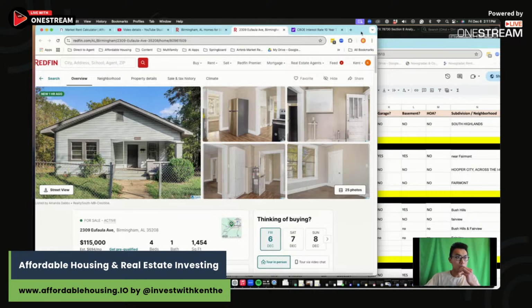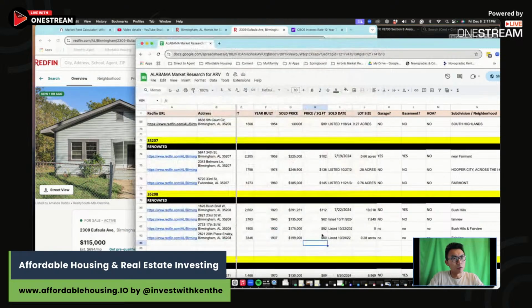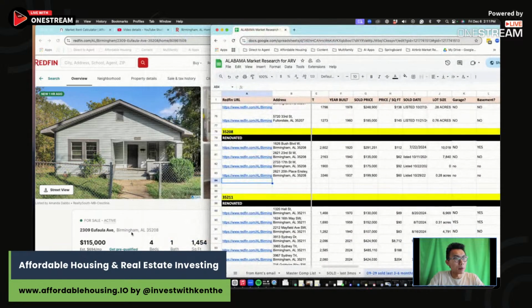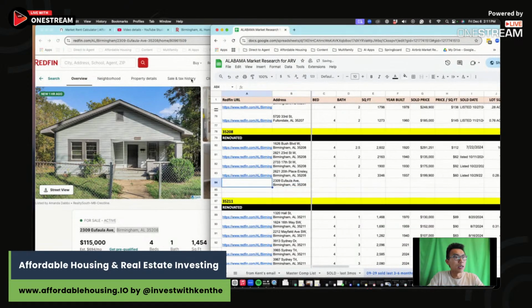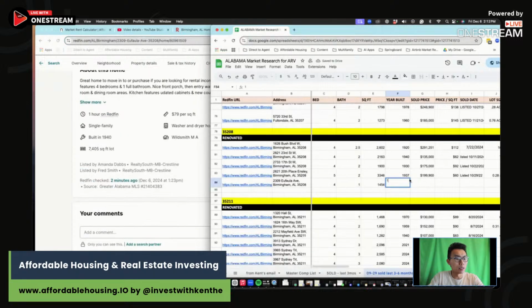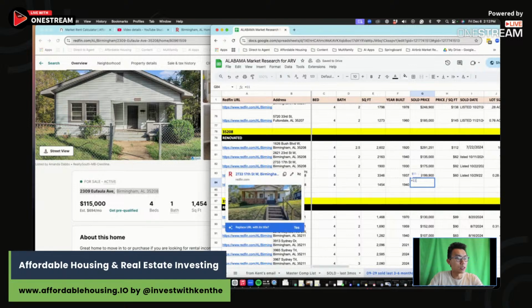All right. So for this property, I found this property at 2309 Eufaula Ave. I hope I'm saying it right. Birmingham, Alabama, 35208. So what I'm going to first do is, I'm tracking properties that are coming on the market. I'm going to write down these addresses, write down the URL. 4-bed, 1-bath, 1,454 square feet. This was built in 1940. Purchase price is $115,000.